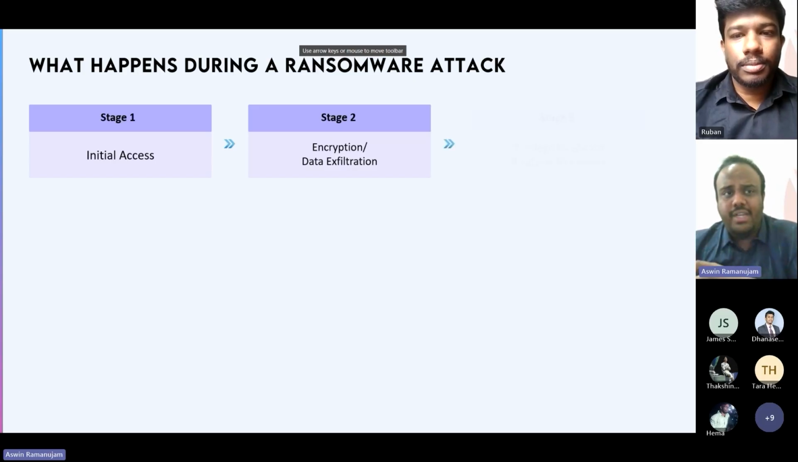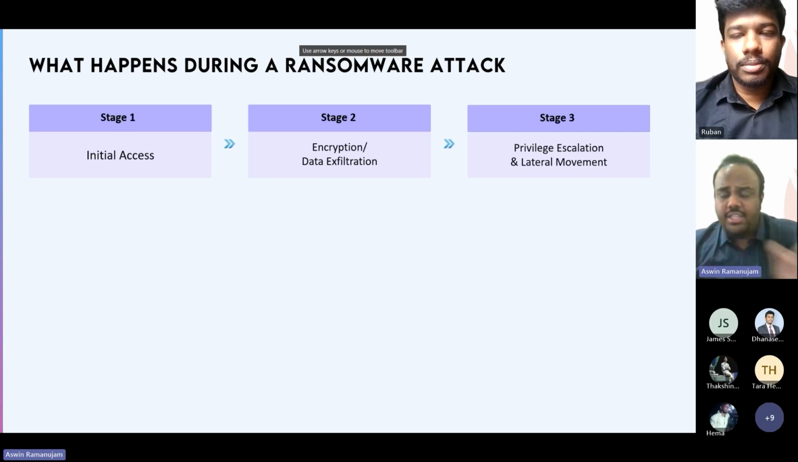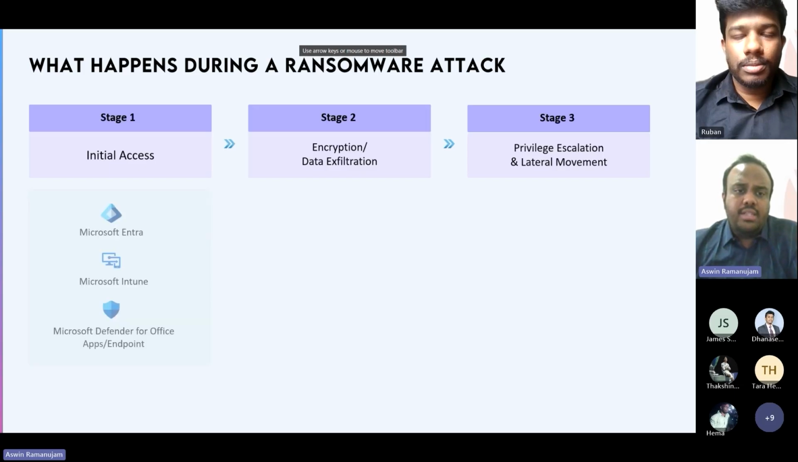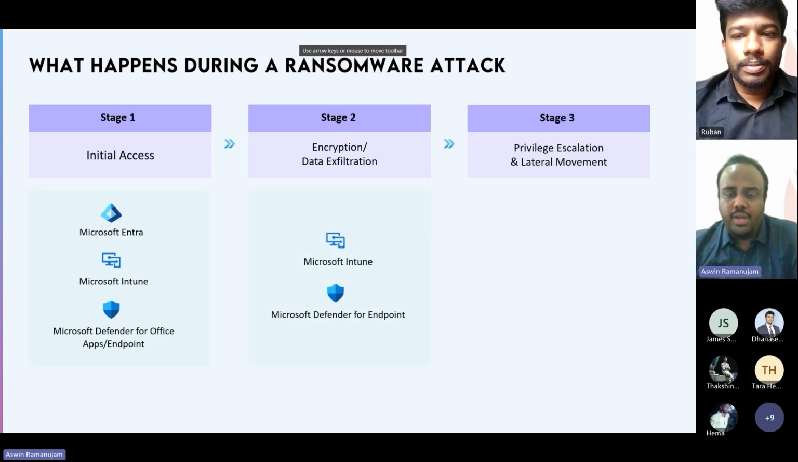And the third activity is privilege escalation and moving laterally within the network. These are the three major stages of the ransomware attack. To prevent against this, for the first stage, Microsoft has Entra, Intune, and Defender suites to defend against the initial access part, and then we can use Intune and Defender for Endpoint for the second layer of data encryption and data exfiltration.